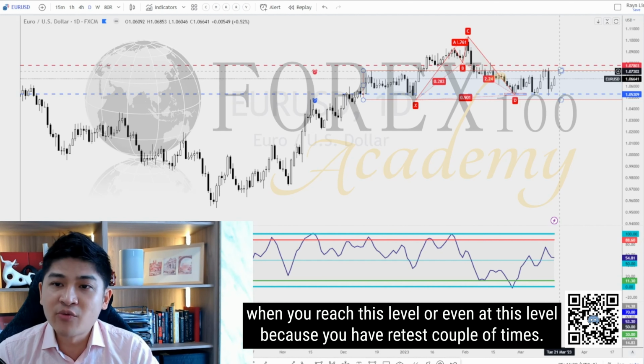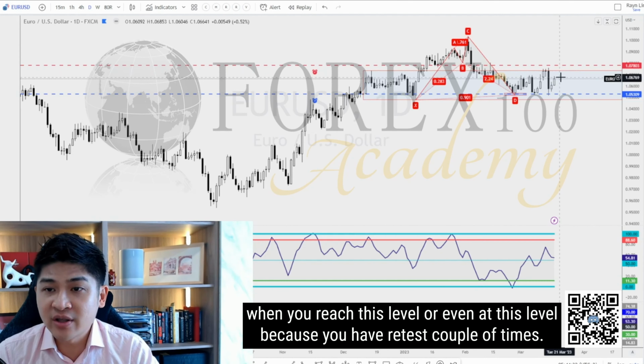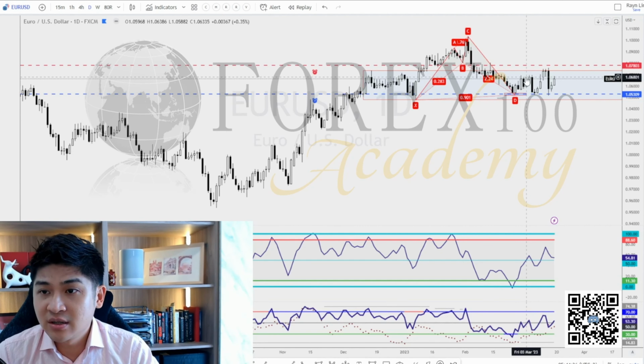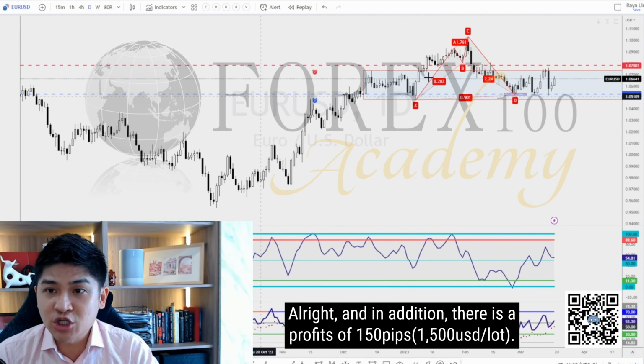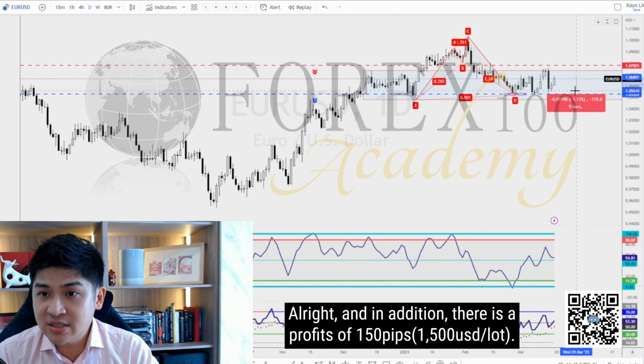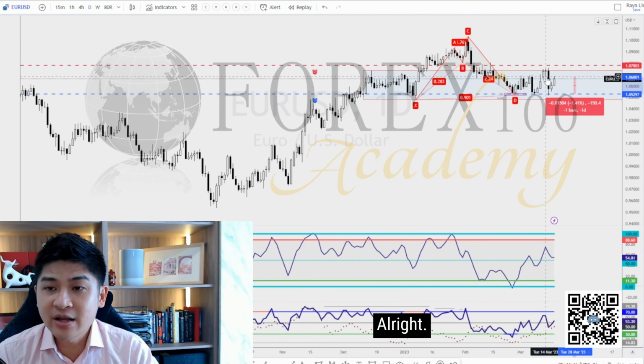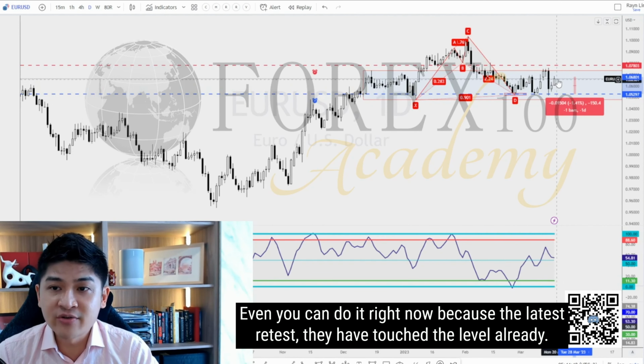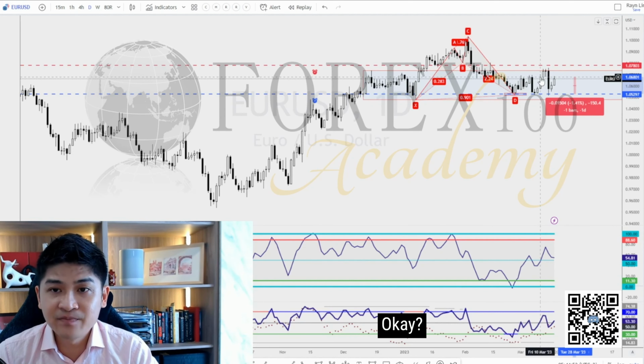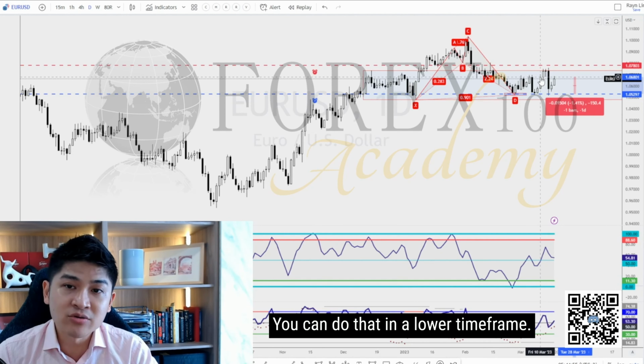At the minimum, when you reach this level, or even at this level because you have retested a couple of times, and in addition there is a profit of 150 pips. Should it reach this level, you can shift your stops to entry. You can even do it right now because on the latest retest you have touched the level already. This is the situation where you can do that.